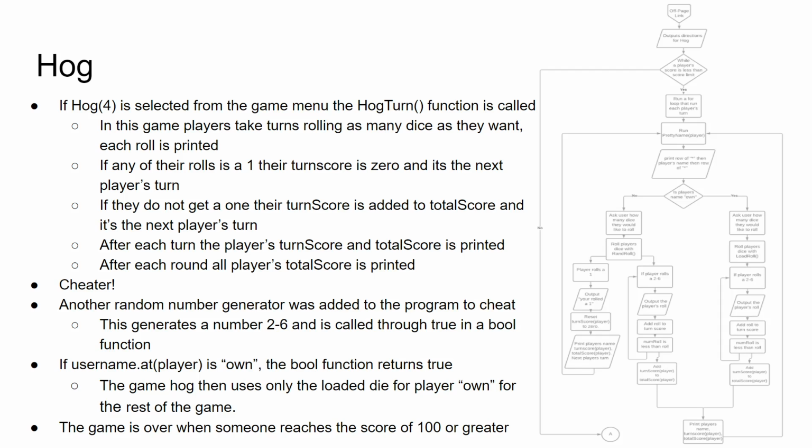Also added a cheat function that calls a loaded die, 2 through 6, to be rolled if my name is misspelled as OWN, because I own the game. Because a 1 can't be rolled, the turn score can't be reset, and it's easier to win.